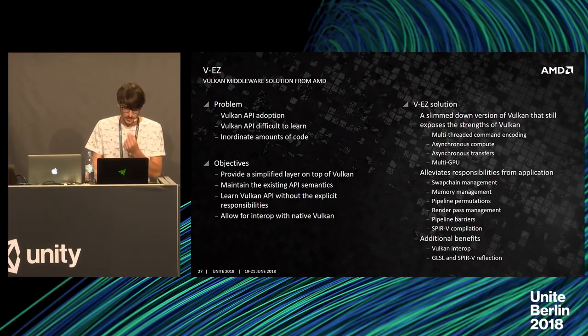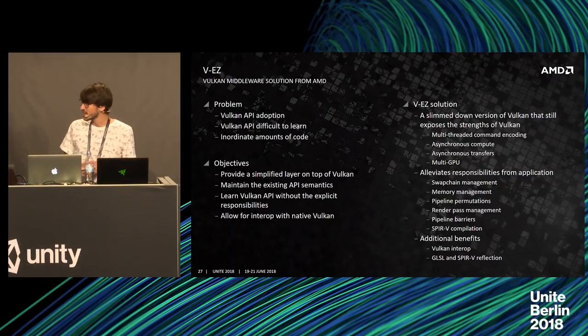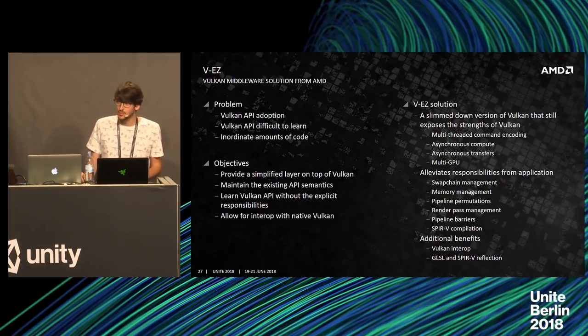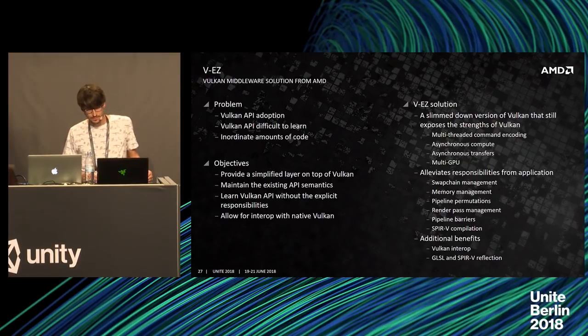or something like that. So Vulkan Easy is a slimmed down version of Vulkan, but it retains most of the performance goodness of Vulkan, and that's multi-threaded command encoding to be able to scale across multiple CPU cores, support for multiple GPU queues, asynchronous compute, asynchronous transfers, and multi-GPU.